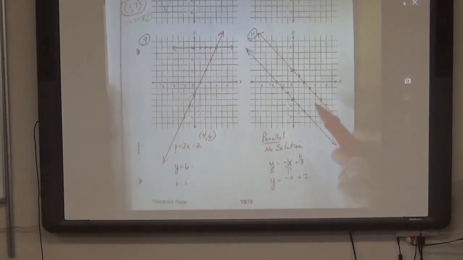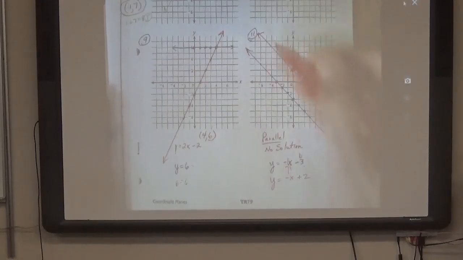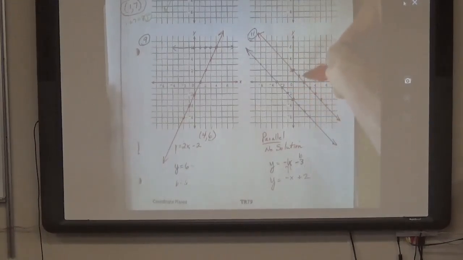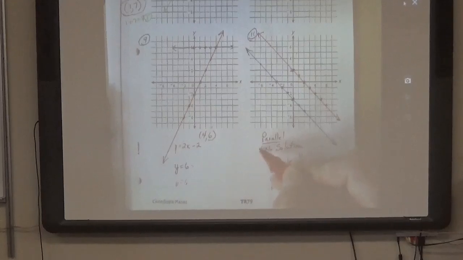Then look at the other one. -x plus 2. What's that y-intercept, Jordan? 2. So you go up 2 and mark that. What's the slope? -1 over 1. So it's the same, isn't it? If two equations have different y-intercepts but the exact same slope, then they are going to be parallel. Because as you follow -1 over 1, -1 over 1, you get that line, and you can see those two lines are parallel. They'll never cross, they'll never intersect, and so there's no solution.